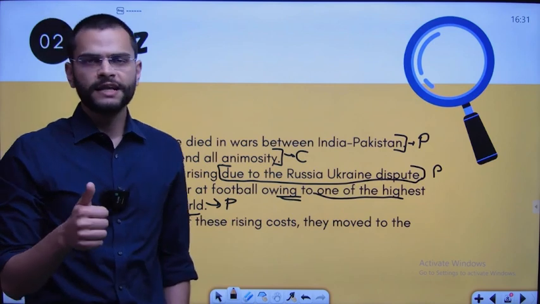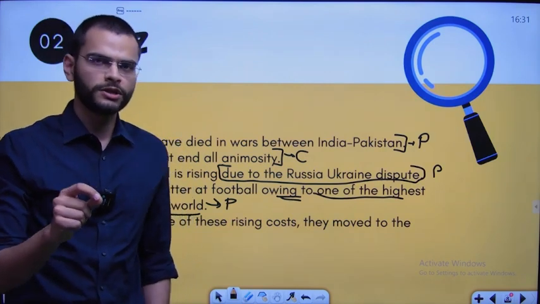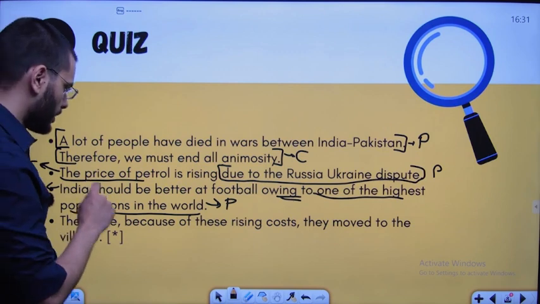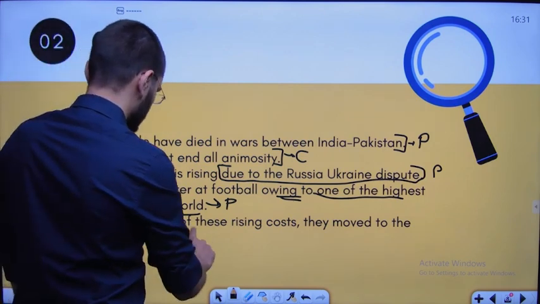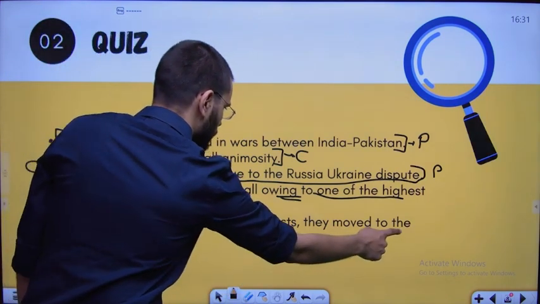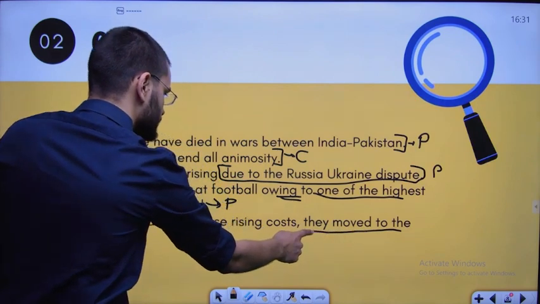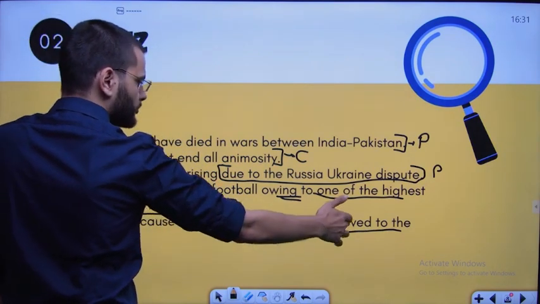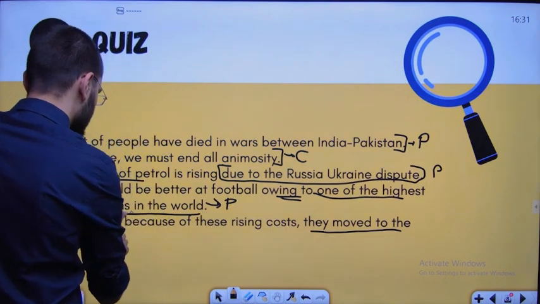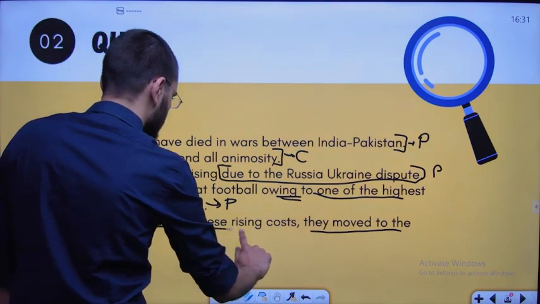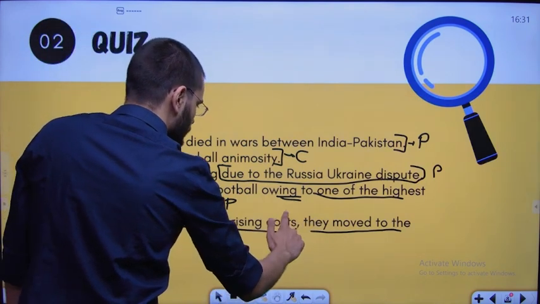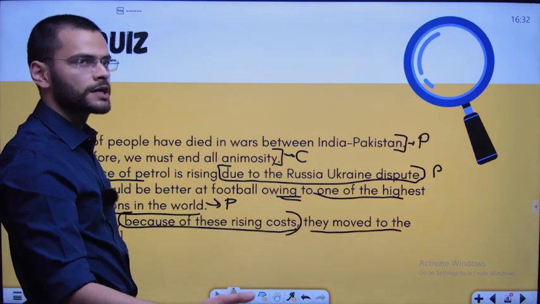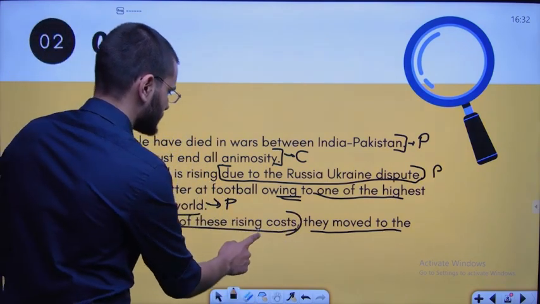Now the last statement is somewhat tricky because although the statement starts with therefore, however, the conclusion that the author wants to arrive at is this, and that they move to the village. And the basis on which the author is saying that the people have moved to the village is because of the rising costs. So the rising costs in this case would be the premise.